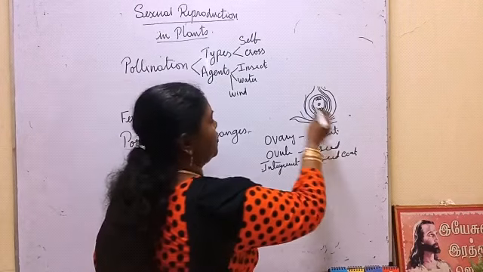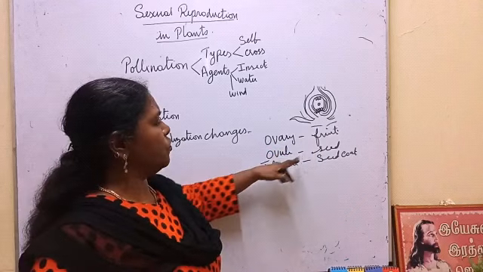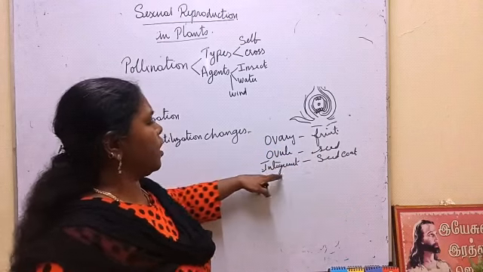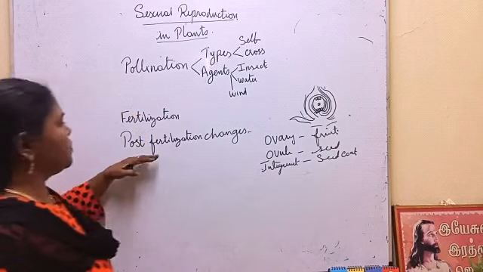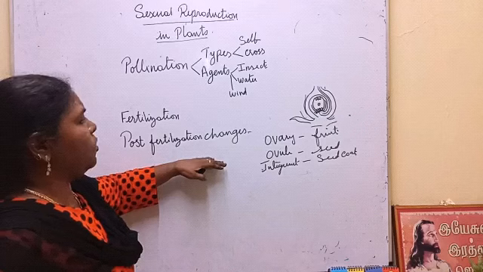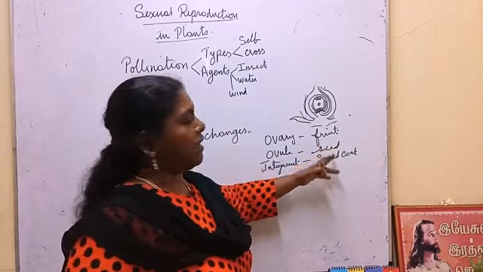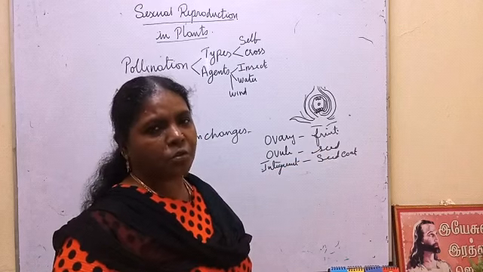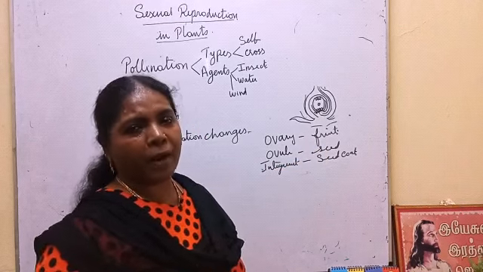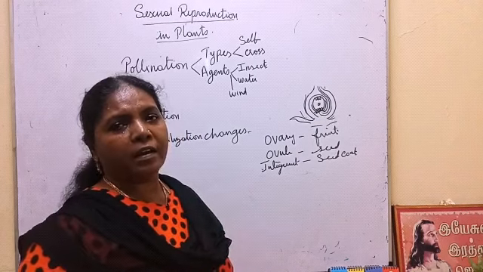See, now from flower, how the fruit is formed. Ovary develops into fruit. Ovule develops into seed. Integument develops into seed coat. Okay, so these are the post-fertilization changes. This is how a flower is transformed into fruit. And if you sow the seed, it will germinate into a new plant. So that was sexual reproduction in plants. Okay, next we are going to see sexual reproduction in human.